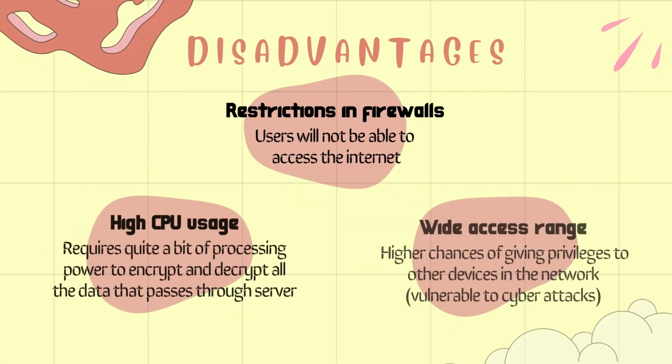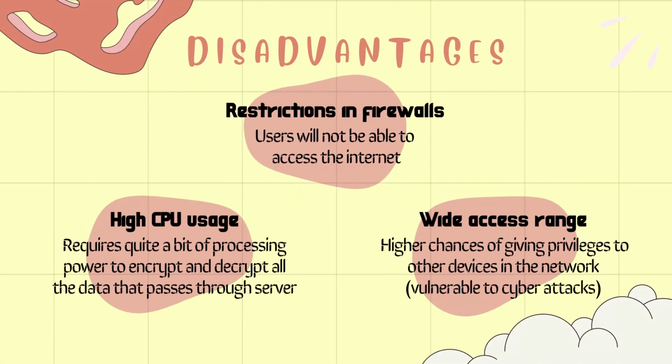Next, the disadvantages. So first, restrictions in firewalls. The users will not be able to access the internet. And then, high CPU usage. It requires quite a bit of processing power to encrypt and decrypt all the data that passes through the server. And lastly, wide access range. Higher chances of giving privilege to other devices in the network, which is vulnerable to cyber attacks. Thank you.